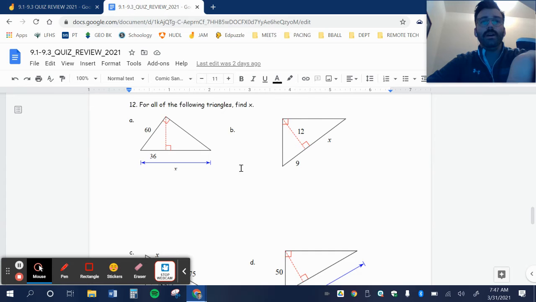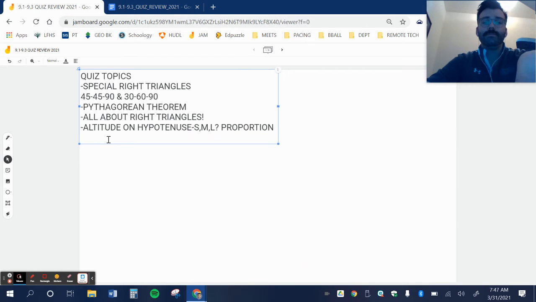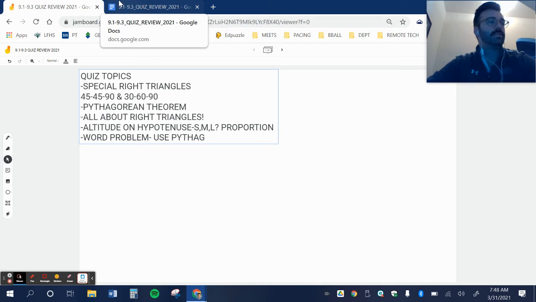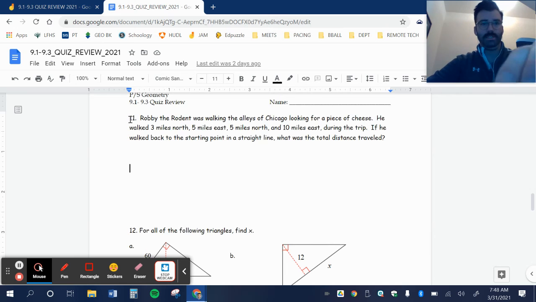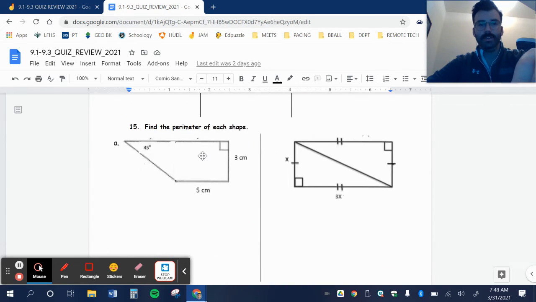Another thing you're probably going to see is a question like number 11, a word problem. You'll have to use the Pythagorean theorem. My biggest recommendation when doing that type of problem would be to draw a picture on a piece of scratch paper that you're working on. You'll definitely see that.